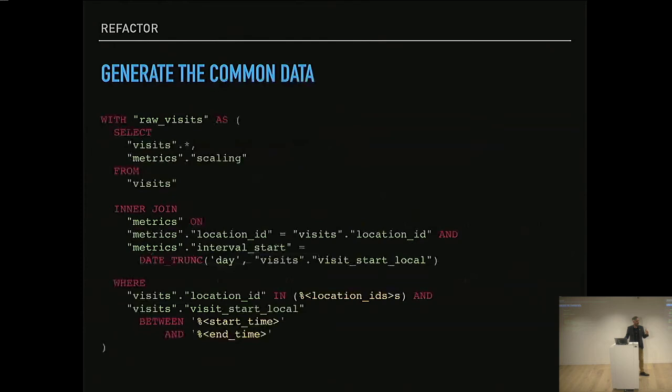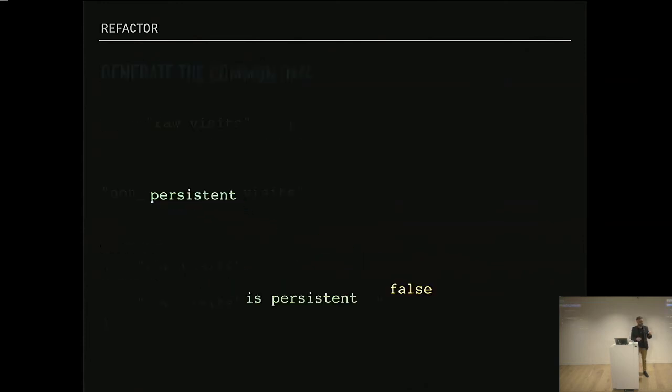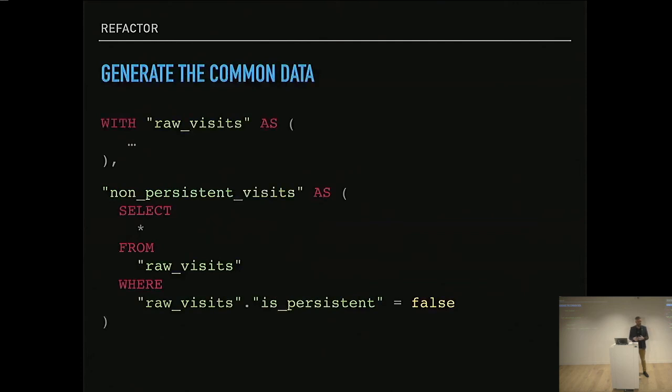So going back to generating this common data, we're going to find what else is common. We could see that there were 2 queries where persistent is false, and 1 query where we needed persistent is true. So again, we've got a duplicate. Twice we're hitting to find is persistent is false. So we can just make another with query out of this. Essentially we're saying, take that first one, which I've called raw visits, and find me everything in there where is persistent is false. And so suddenly we've managed to get the data we need for 2 queries, but just do it once.